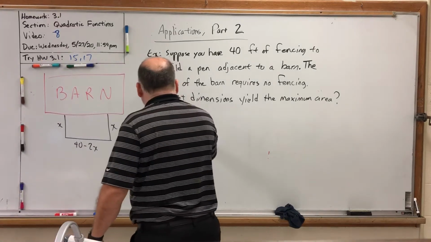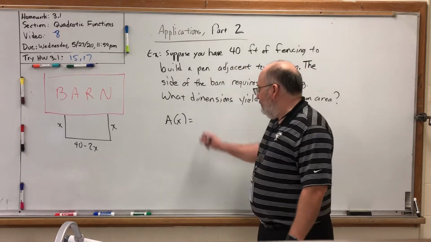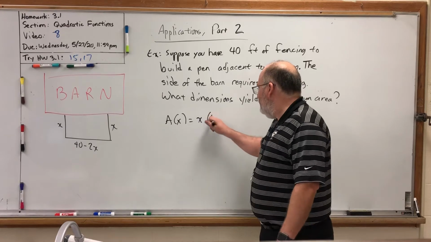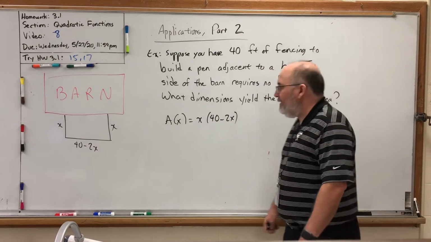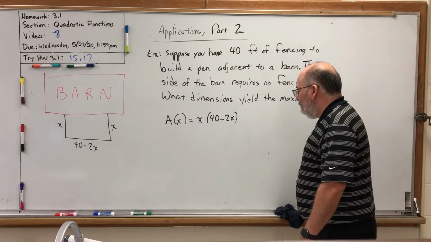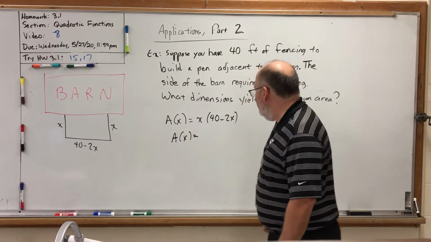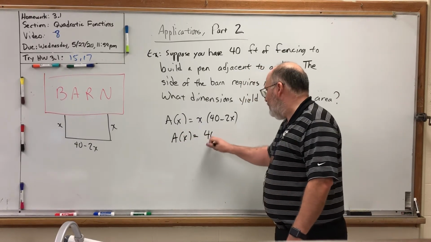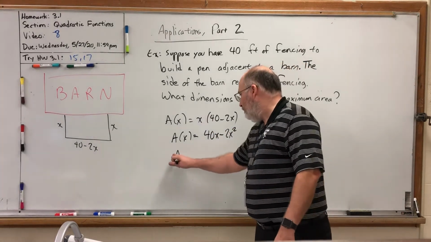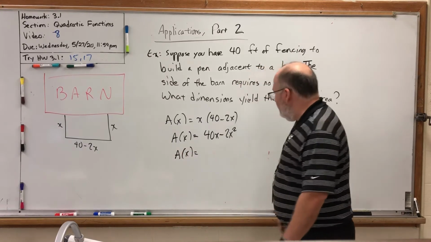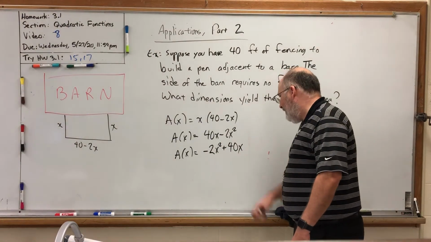We still have to set up a function to represent the area. And area is just length times width. So length, we'll call it x, and width, 40 minus 2x. That'll give us the area of that pen up against the barn. Now this is going to run the exact same course as the previous problem. If we distribute, our function A of x is 40x minus 2x squared. We don't have to put it in standard form, but general form. But let's do it by writing the negative 2x squared first, and then the plus 40x second.